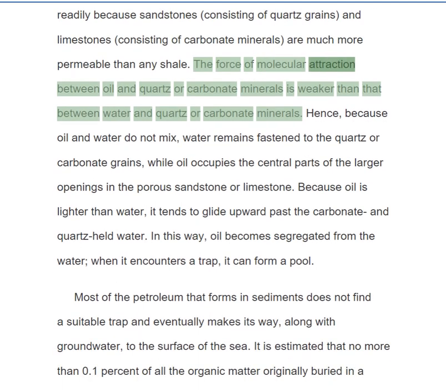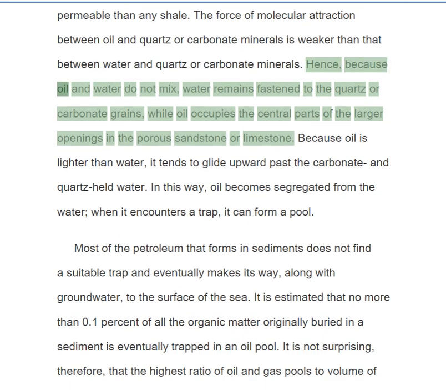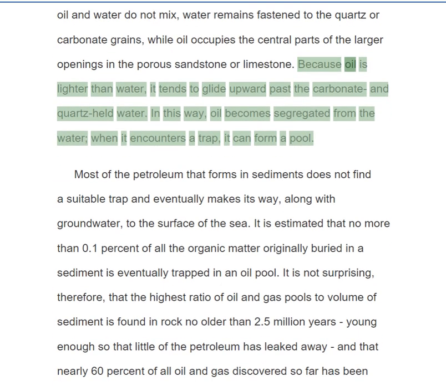The force of molecular attraction between oil and quartz or carbonate minerals is weaker than that between water and quartz or carbonate minerals. Hence, because oil and water do not mix, water remains fastened to the quartz or carbonate grains, while oil occupies the central parts of the larger openings in the porous sandstone or limestone. Because oil is lighter than water, it tends to glide upward past the carbonate and quartz-held water. In this way, oil becomes segregated from the water. When it encounters a trap, it can form a pool.